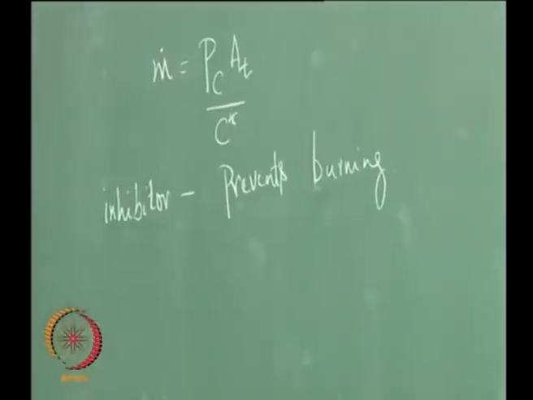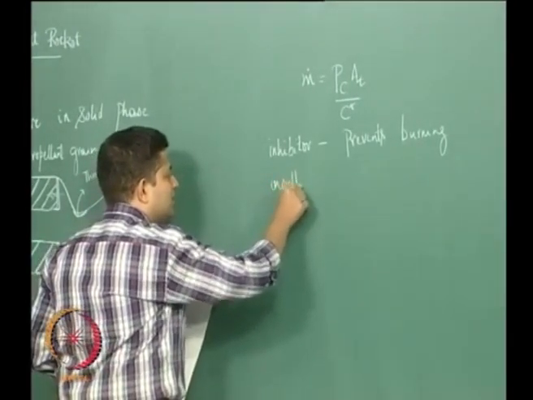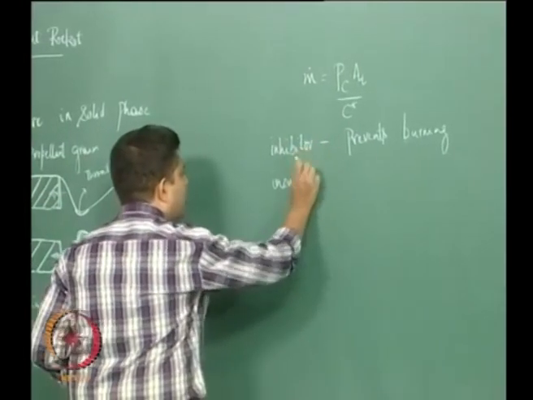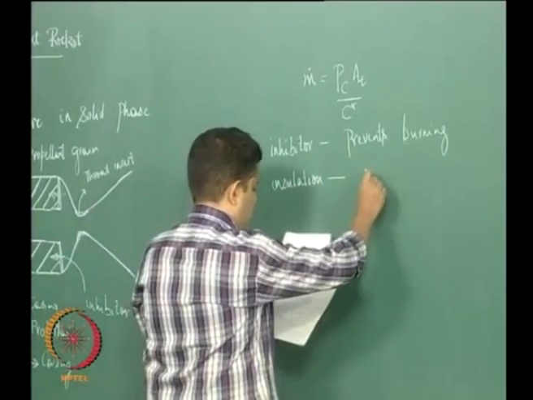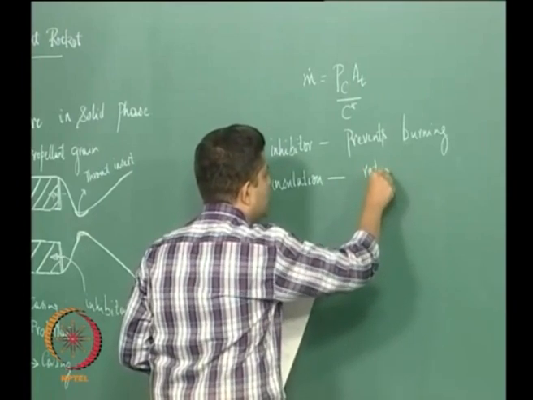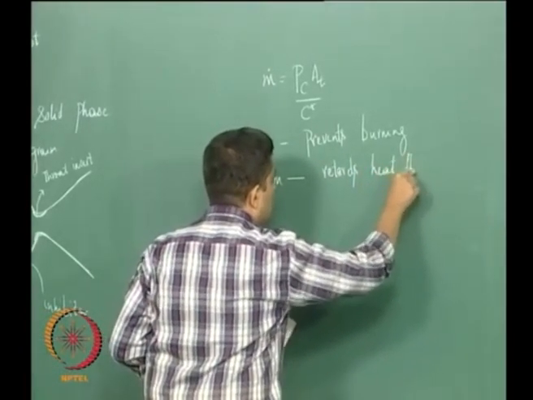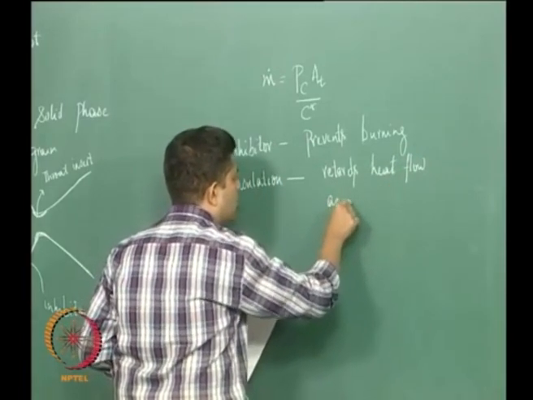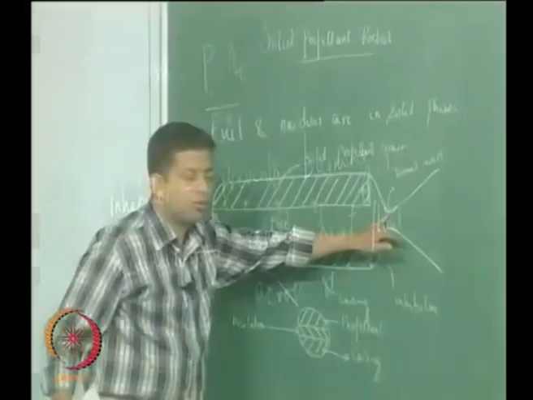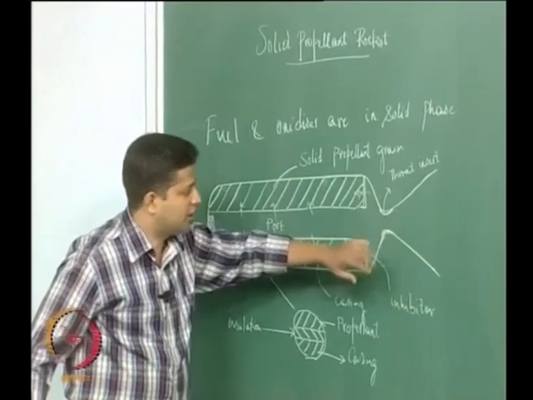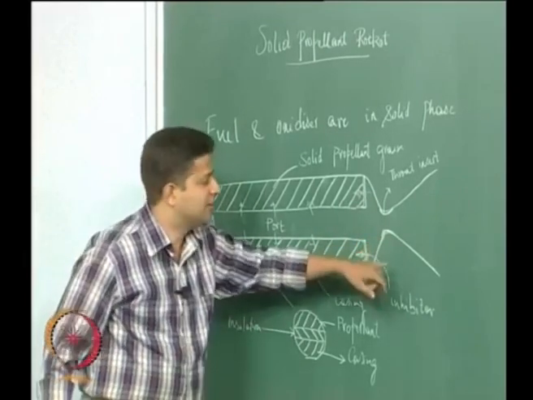Now, there is also something known as an insulation here. Insulation, all of you must know, retards heat flow across it. Then there is something known as a throat insert. This is for the thermal protection of the throat cross section. We will come to that a little later, as to why we need this in terms of cooling requirement and other things.